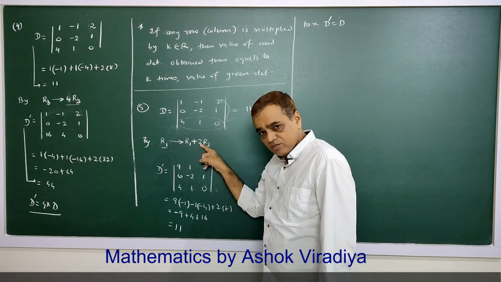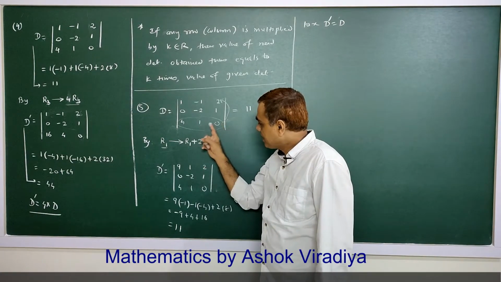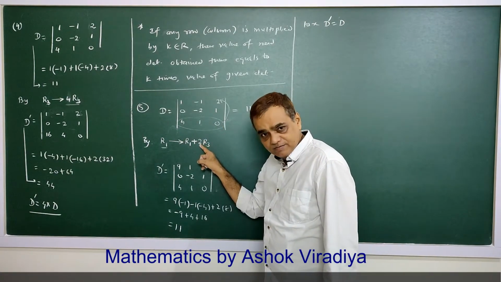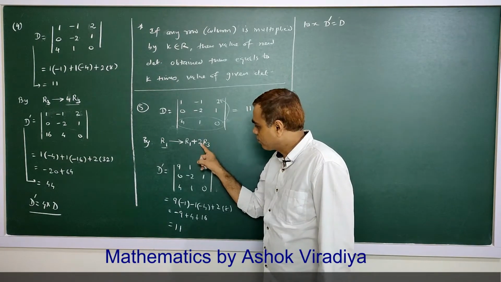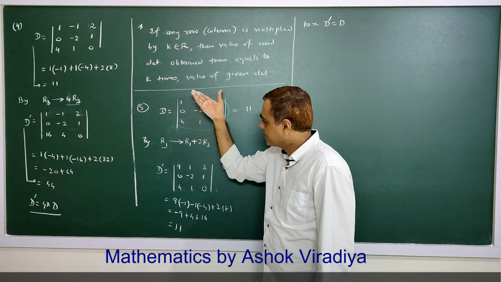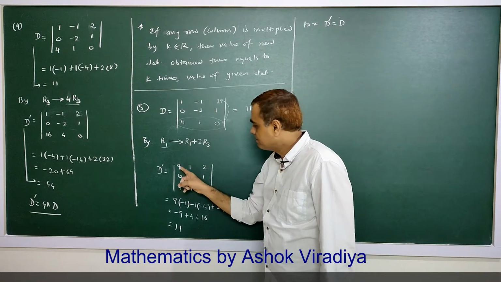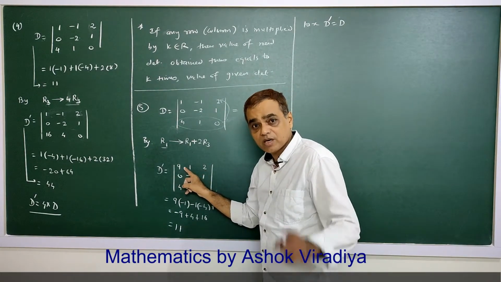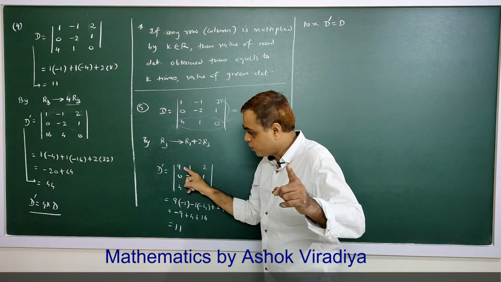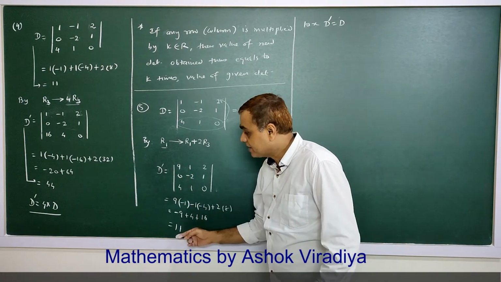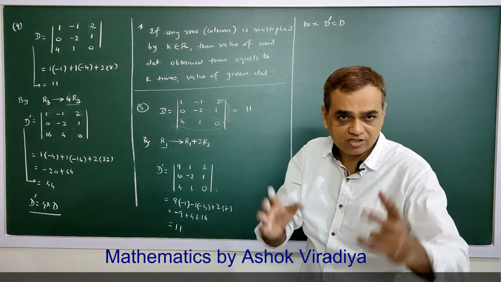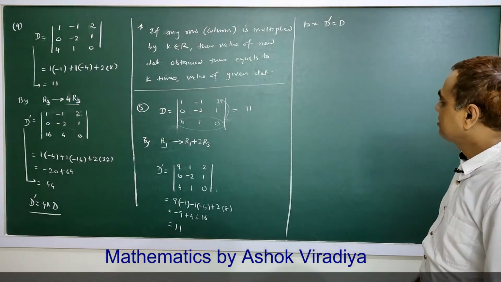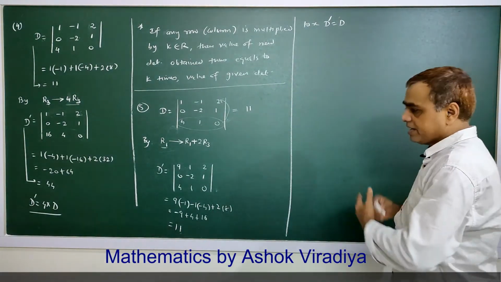Here I multiplied the third row by 2, then added it in the first row. Instead of 2, if you multiply by 200, 2000, or 2 crore, then add the products in the first row, these numbers will be in crores, but the value of the determinant remains 11. The value remains unchanged. So this is the property.